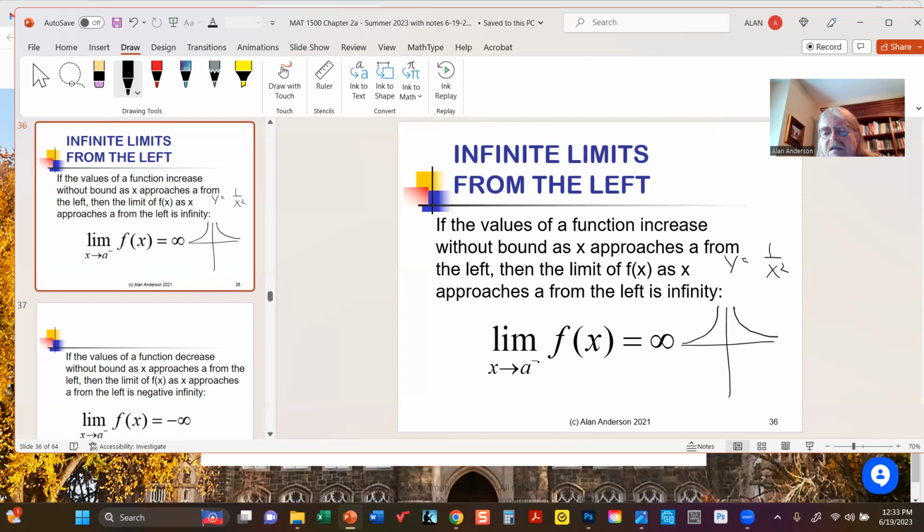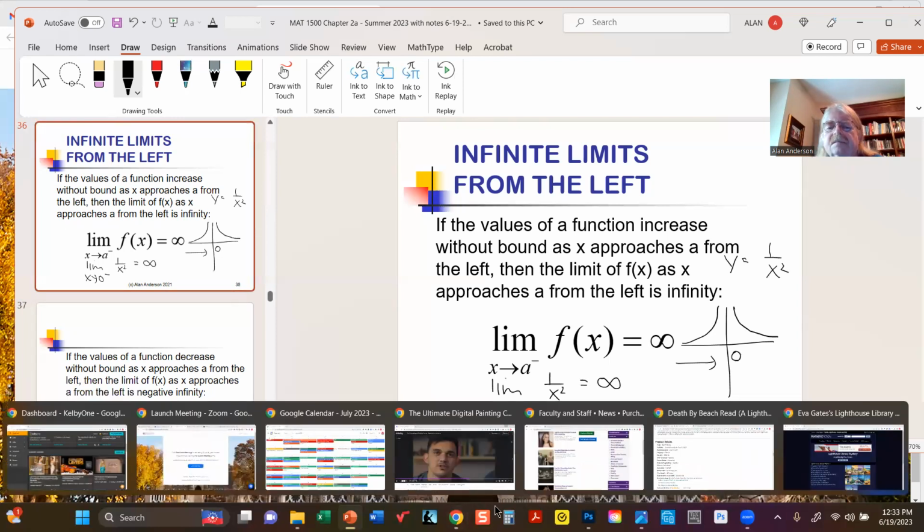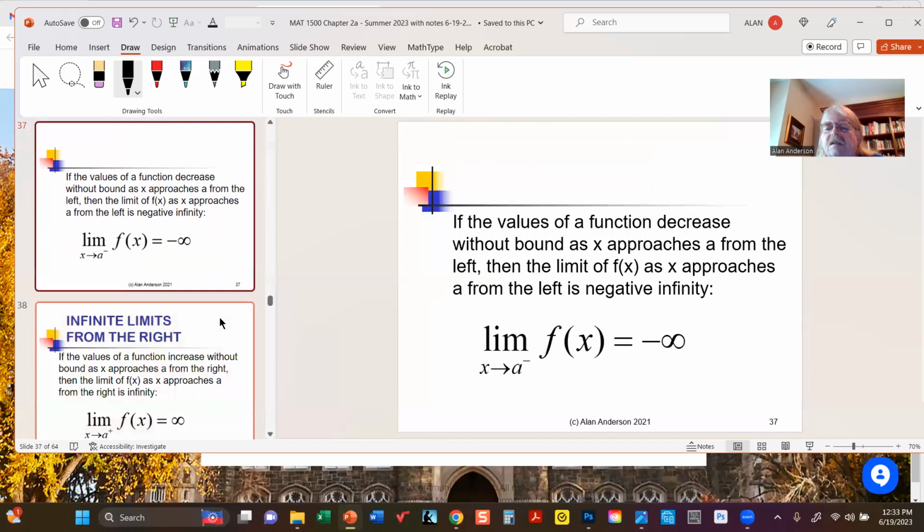Coming from the left, it goes to infinity. And coming from the right, if we had this, by the way, this is not the function we had earlier, but here the asymptote is 0. So that means that the limit of this function, 1 over x squared, would be infinity. And then similarly, if we had the function y equals 1 over x squared coming from this direction.